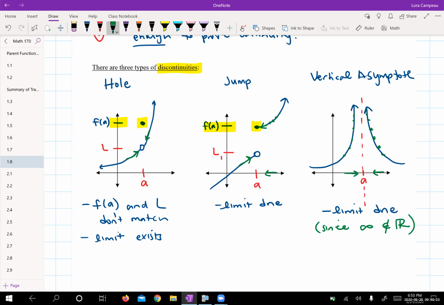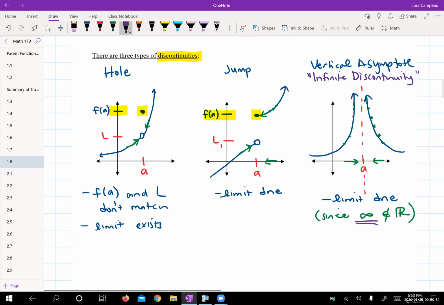And sometimes, instead of saying vertical asymptote, you'll hear people refer to this as an infinite discontinuity. And hopefully the fact that the function approaches positive infinity or maybe negative infinity should give you a clue as to why they would name it something like that.